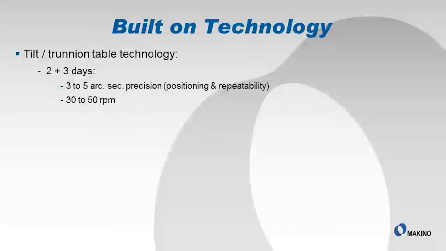Let's think about tilt trunnion table technology, and let's go back to the 2+3 days. Those, as far as positioning accuracy and repeatability, were 3 to 5 arc seconds. But more importantly, look at the speed. They were very, very slow. Well, it looks slow compared to what we can do today, 30 to 50 RPM.